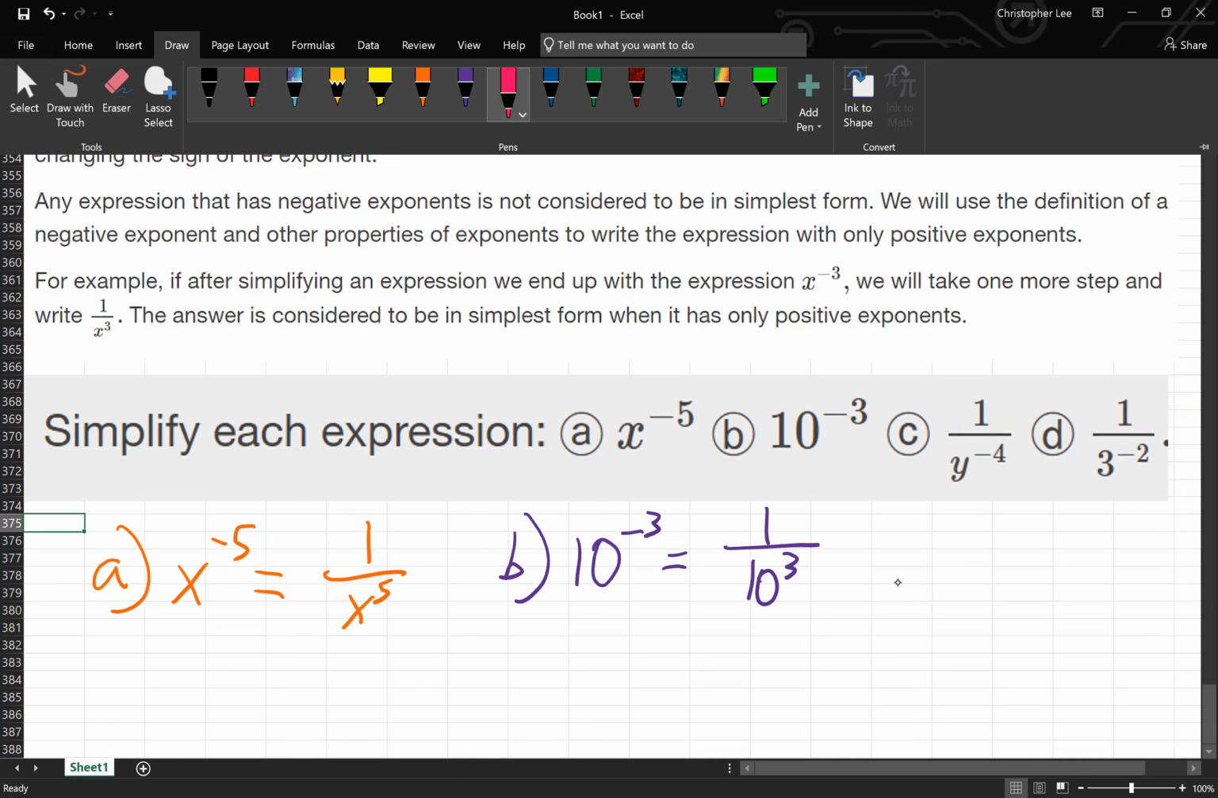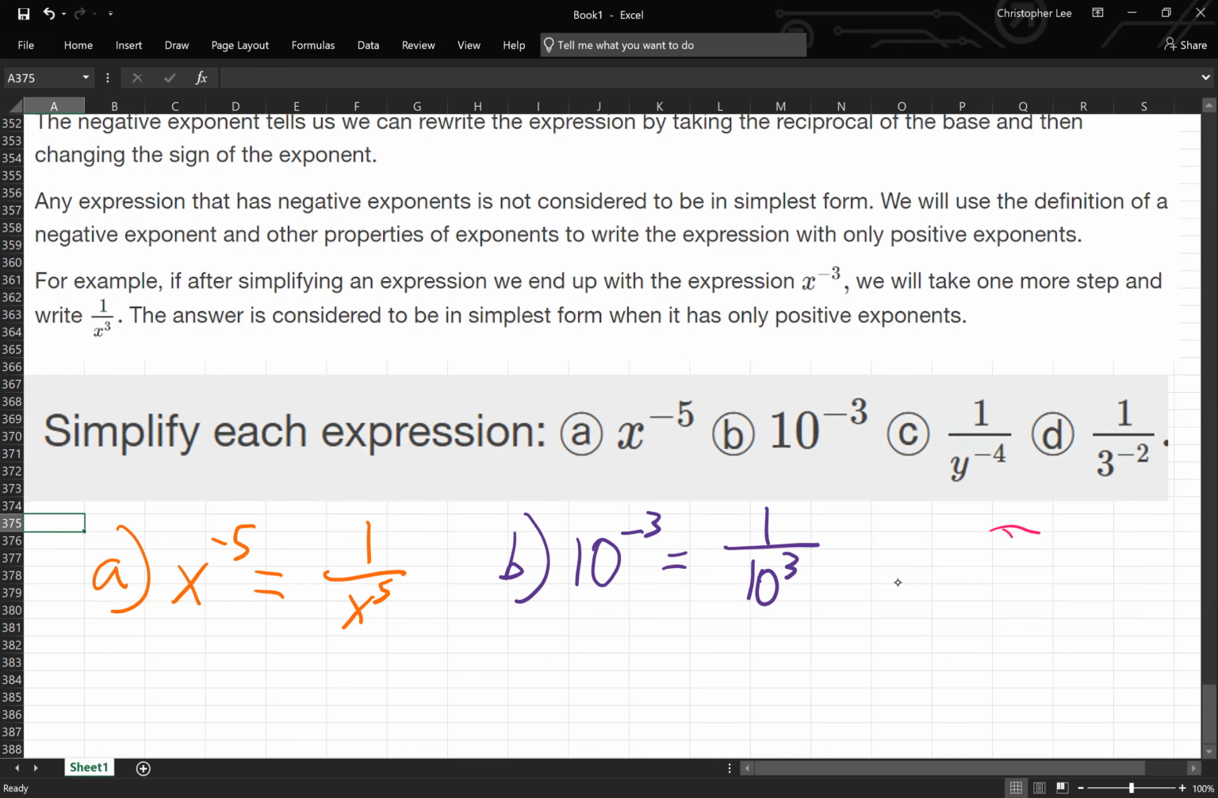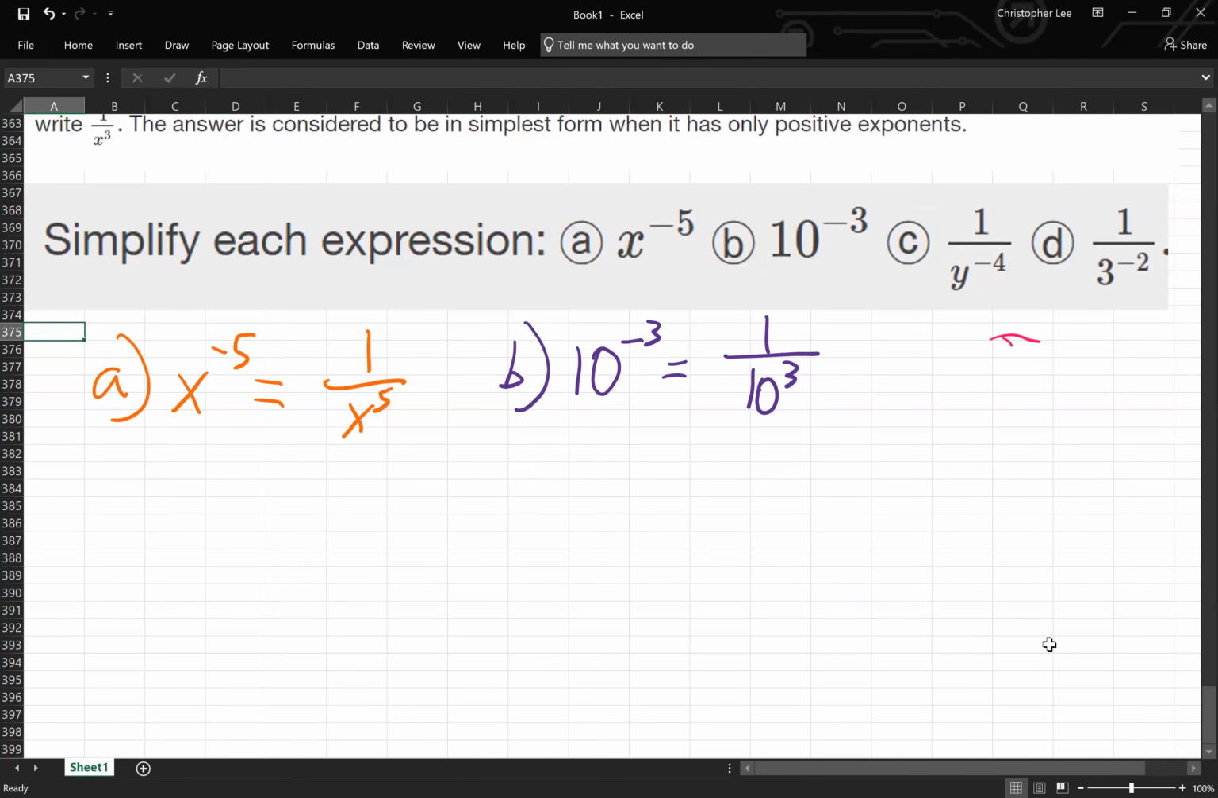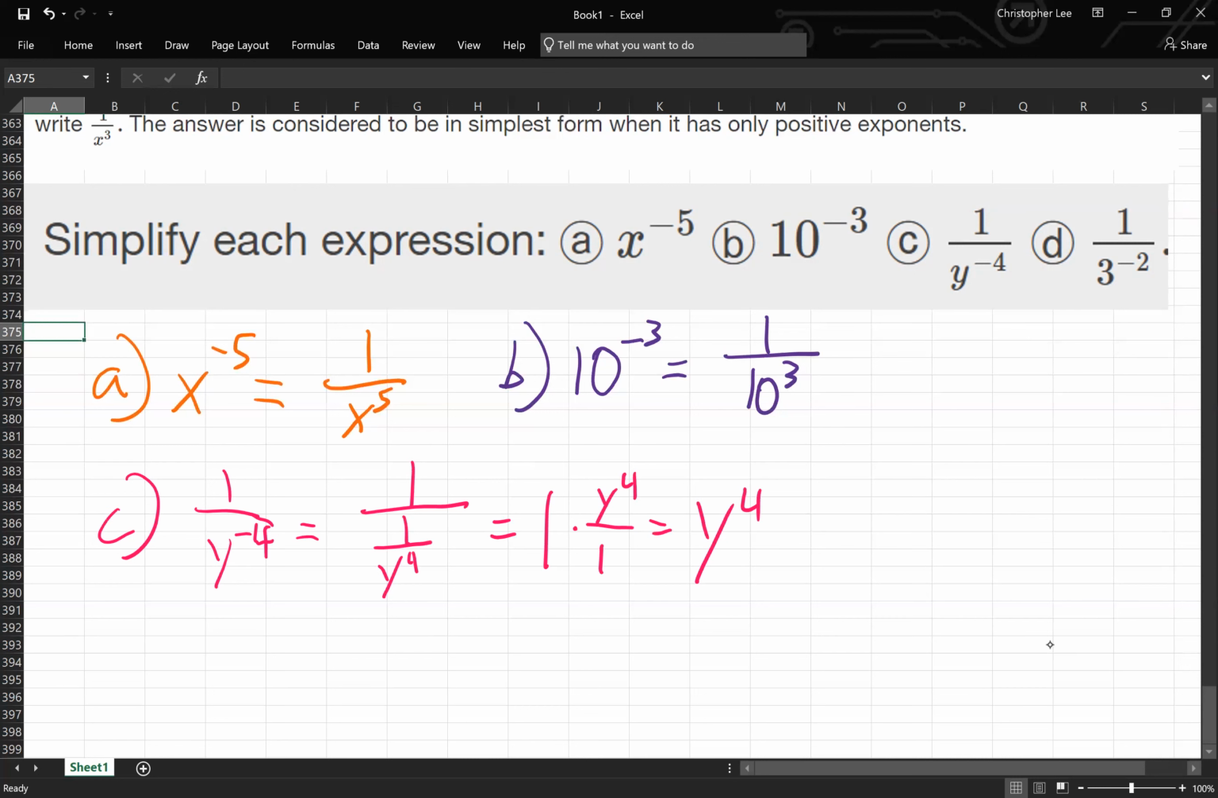Let's take a look at C. So for C, I have 1 over y to the negative 4 power, which is going to become 1 over y to the 4. Keep, change, flip. This becomes 1 times y to the 4 over 1. Call that y to the 4. Make sense?